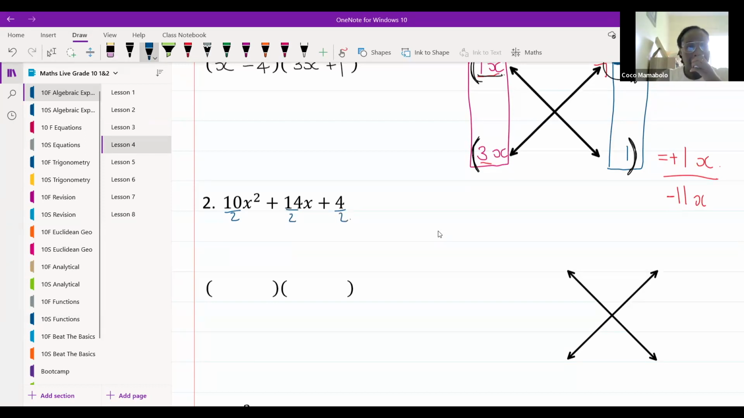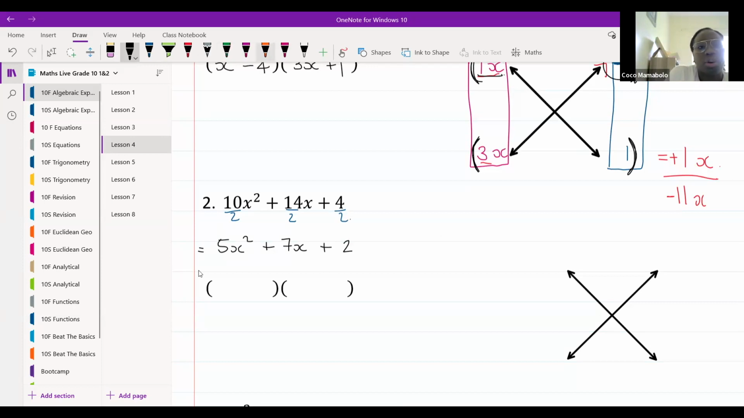All right. So if we do that, I'm going to end up with 5x squared plus 7x plus 2. And now I know for a fact that we don't have any factors in common, because 5, 7 and 2 are all prime numbers. So they're not going to have anything but 1 in common. Good. So we want to factorize 5x squared plus 7x plus 2.